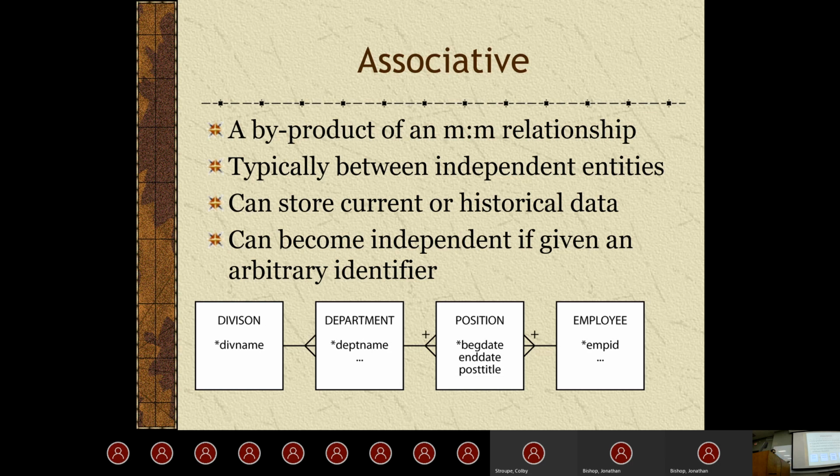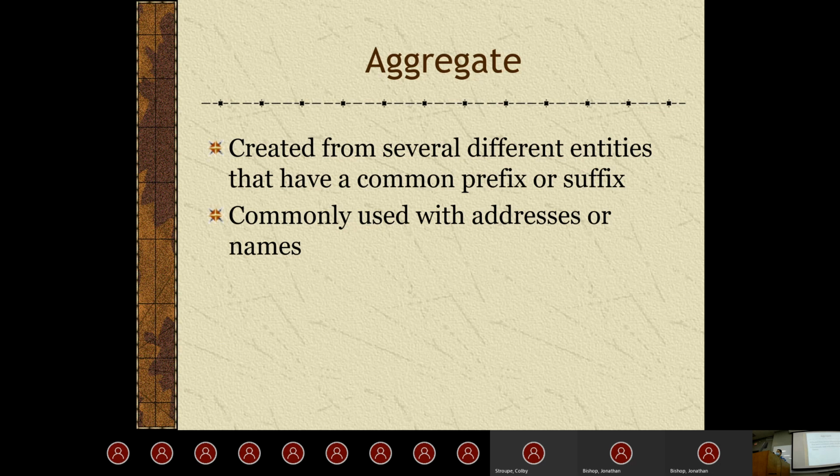So in the case of department or position here, we have a department has many employees, and an employee can have many departments. That's a many-to-many relationship. We just add in a new associative entity between those two. In this case, it's called position. And because we have these two plus symbols here, we know that the primary key for position is begin date, department name, and employee ID. So that's what we're seeing there for an associative entity. That's all we have to do. So it should make a lot of sense.